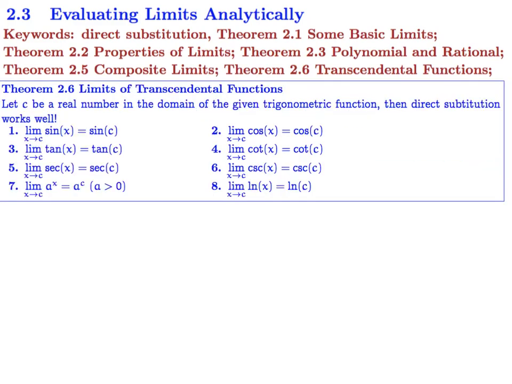So our last property of limits that we want to learn about today is what happens for limits of transcendental functions. These are going to be our trig functions, sine, cosine, tangent, cotangent, secant, cosecant, and also our exponential and logarithmic functions as well. For all of these functions, as long as the number you're using in your limit is a number in the domain of the given function, you can go ahead and just directly substitute it.